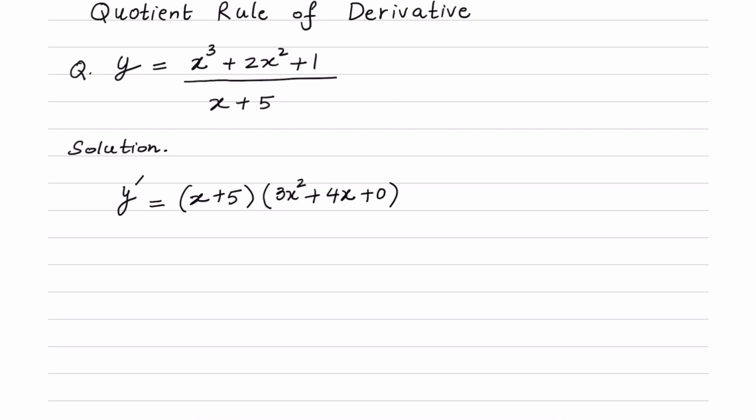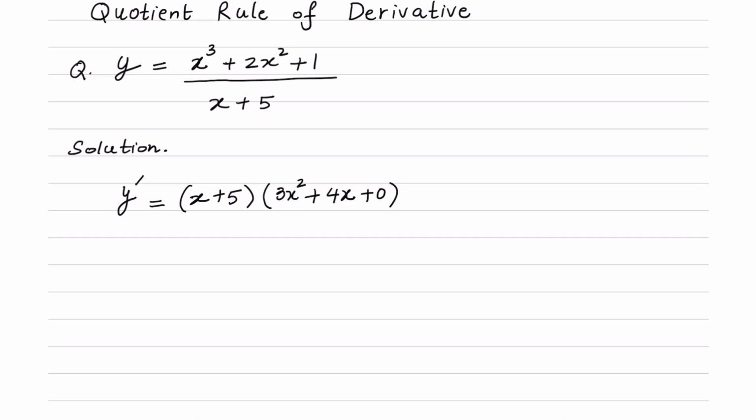So lower term as it is, upper term derivative. Upper term was x cube plus 2x square plus 1, so separately apply the power rule. X cube derivative is 3x square, and x square derivative is 2x by the power rule of derivative, which gives you 4x, plus the derivative of 1, which is a constant, is 0.